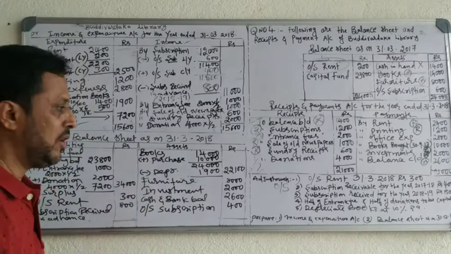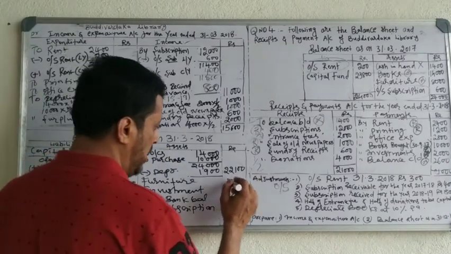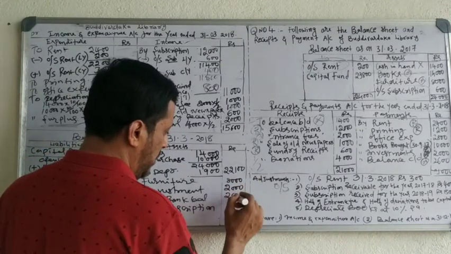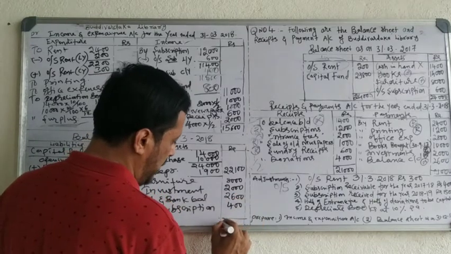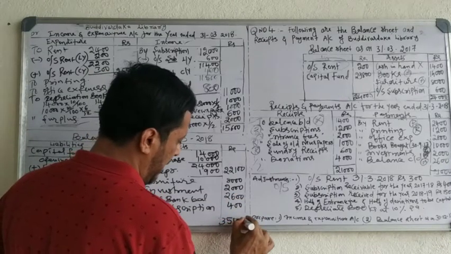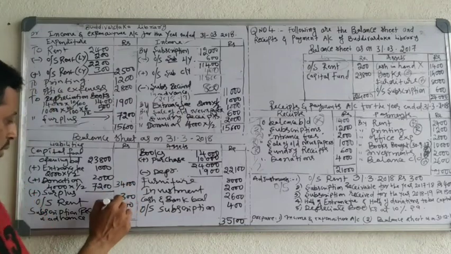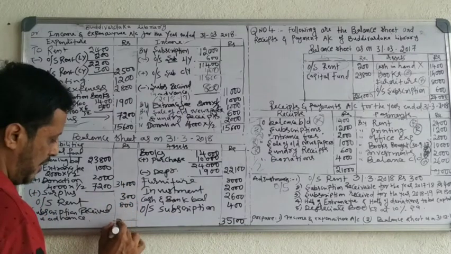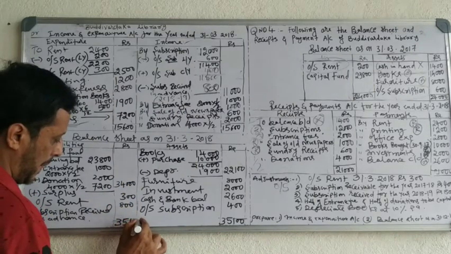Let's see the total. 22, 30, 34, 35, 35,100. 34,800, 35,100. Okay.